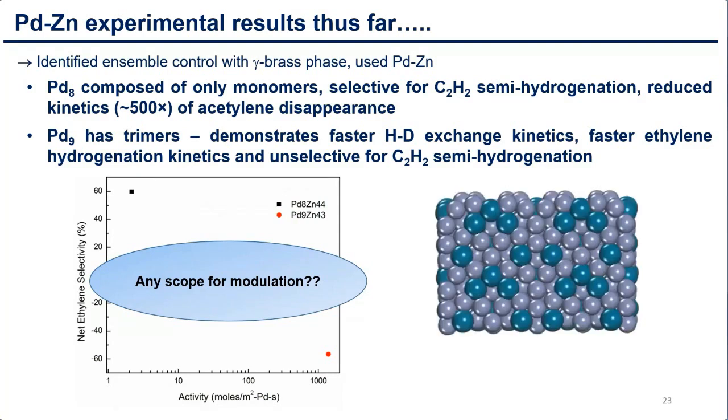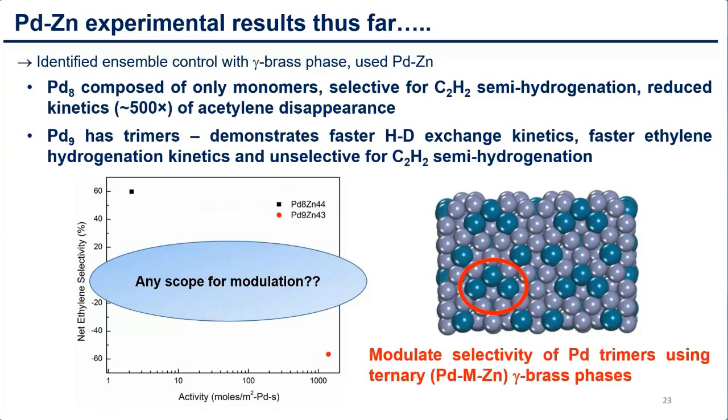And so if we look at the palladium-9 surface, it is essentially composed of these palladium trimers and palladium monomers. And so is there anything we could do to actually influence the activity and selectivity of these surfaces? One thing we could think about doing, and what we have done, is we tune the composition of these trimers, or we attempt to tune the composition of these trimers.